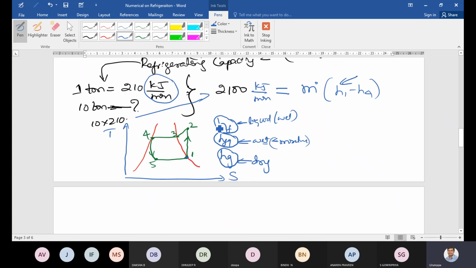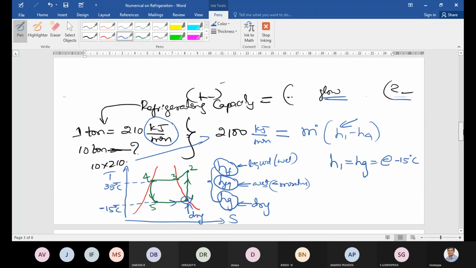Now, point number 1. Out of these 3, which value will you refer? Will you write HF1, HFG1, or HG? Out of these 3 enthalpies, at point number 1, which value will you take? HG value? HG. Very good. Because point number 1 is on the dry line. This is dry condition. So directly you write H1 is equal to Hg. It is related to which temperature? Minus 15 or 35? Point number 1 is related to which temperature? This is 35. This is minus 15. Yes, H1 is equal to Hg at minus 15 degrees Celsius.